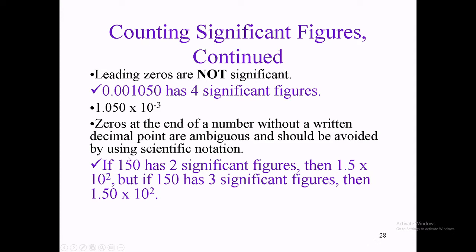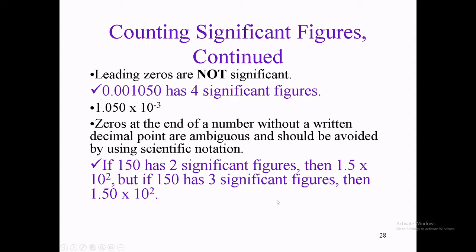So if we have the number 150, this could have 2 significant digits, meaning the 1 and 5 are the only significant ones and the 0 is an estimate. Or it could have 3 significant digits, meaning that 1, 5, and 0 are all significant. So it could either be 1.5 times 10 to the 2, or if it was 3 significant digits, then it could be 1.50 times 10 to the 2.